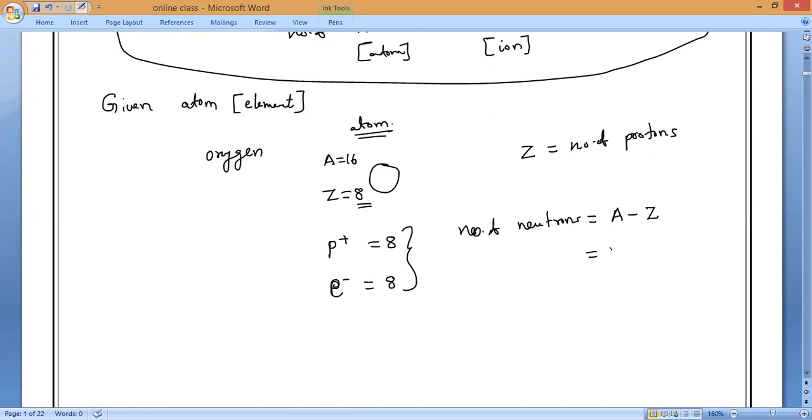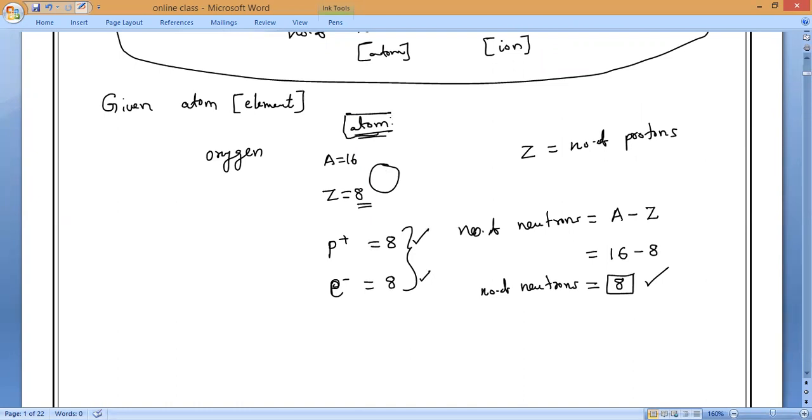Tell me, what is the mass number? 16. Atomic number is 8. So what is the number of neutrons? All of you. Eight, sir. That's all. Is everything clear? This is in an atom, not in an ion.